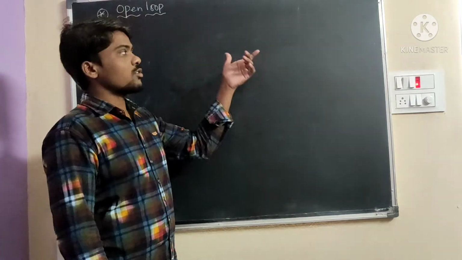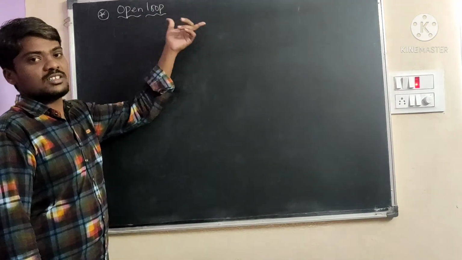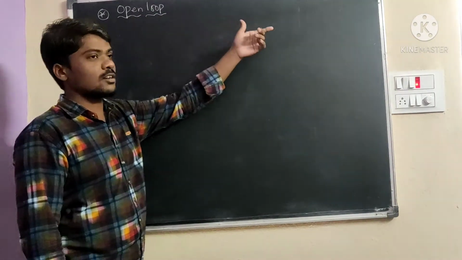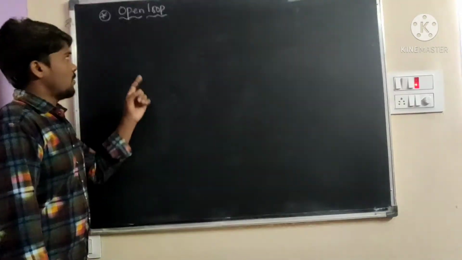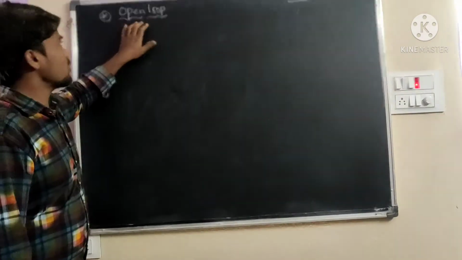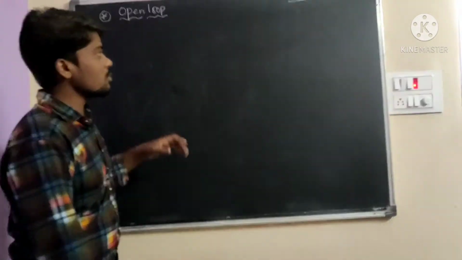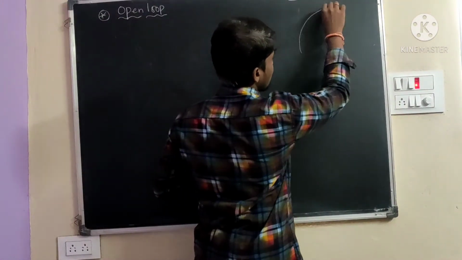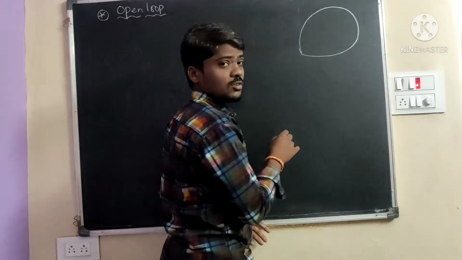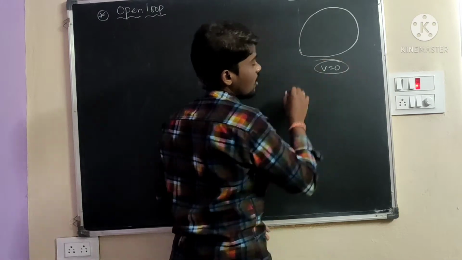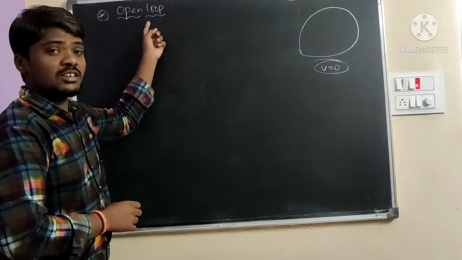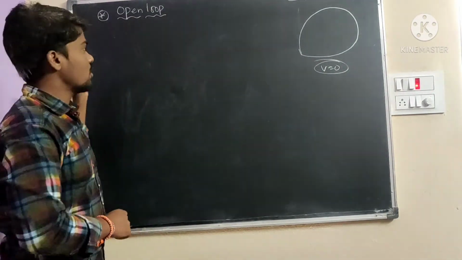Today we will be discussing the topic: open loop in Kirchhoff's second law, and also electric power, short circuit and overloading. Okay, one by one. What is meant by open loop? In a closed loop, the potential difference is 0, V equals 0. In an open loop, the potential difference is not equal to 0.